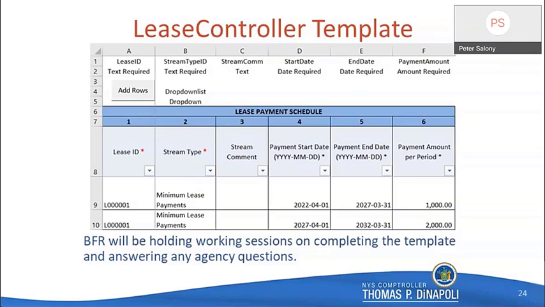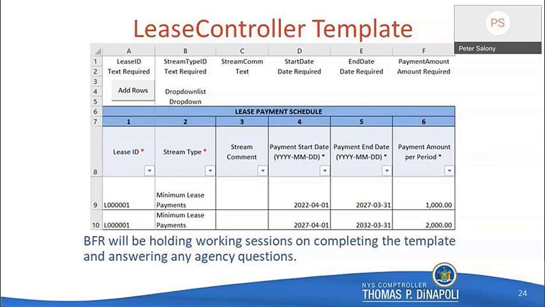Then agencies are required to complete the templates for leases that are over the 100,000 AEV that commenced between February 1st, 2021 through December 31st, 2021, and submit by March 1st, 2022. And thirdly, agencies will be required to complete the template quarterly for leases above 100,000 AEV, starting with the quarter ending March 31st, 2022.